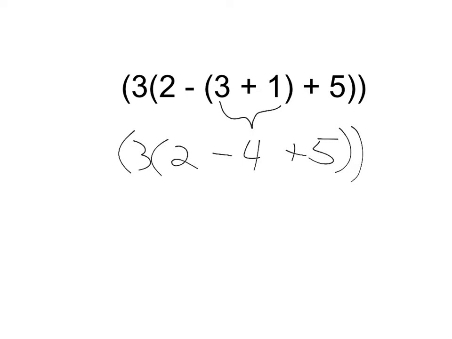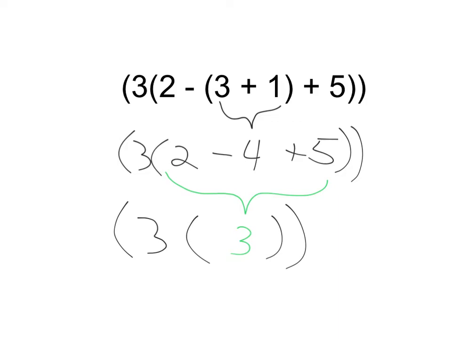Well, now I'm going to deal with the now most inner set of parentheses. We've got 2 minus 4 plus 5. So 2 minus 4 is negative 2 plus 5, we're at positive 3. So that whole thing is going to turn into a positive 3. So now I've got 3 times 3. Oh, well, that simplified pretty nicely. That's just 9. So anytime we are evaluating this, you're going to want to work from the inside out.